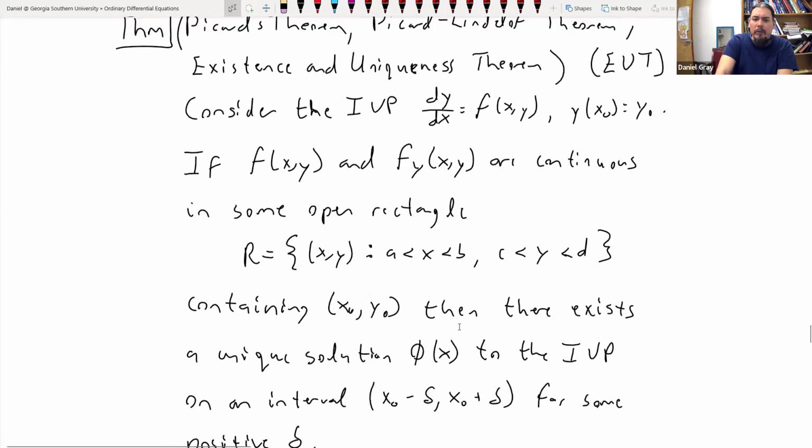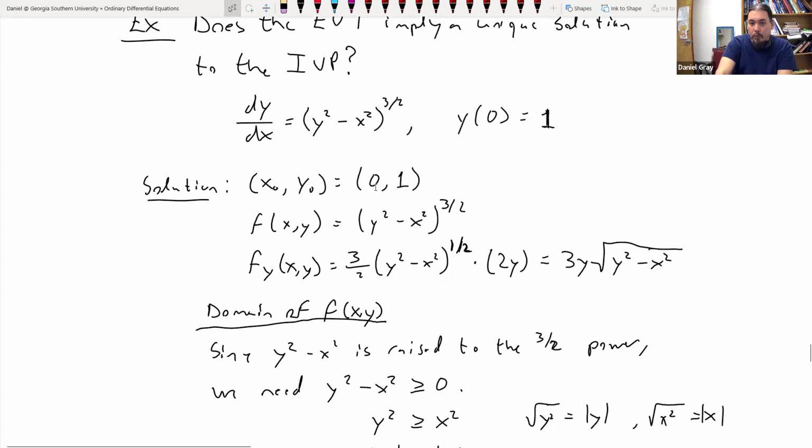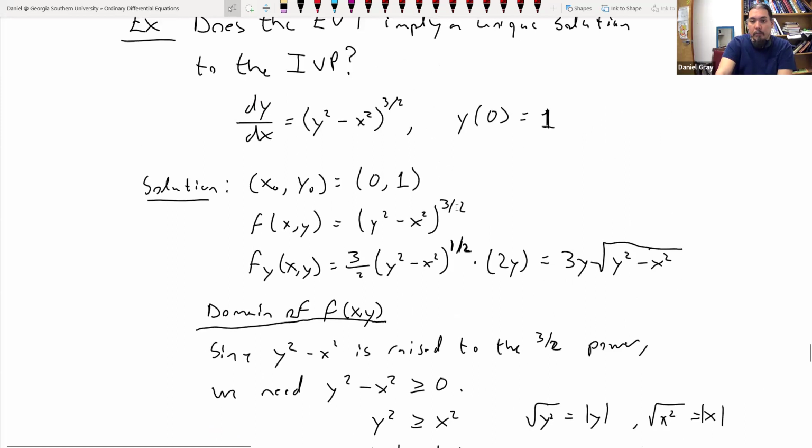Okay, so let's see if we can apply this. Does the existence and uniqueness theorem imply a unique solution to the initial value problem? Well, here's an initial value problem right here. My f(x,y) is this function, (y squared minus x squared) to the 3/2 power. Here's my initial value, that's my x0, that's my y0. So let's write a few things down. (x0, y0) will be (0, 1). That's the point that the open rectangle has to contain. f(x,y) equals (y squared minus x squared) to the 3/2 power.